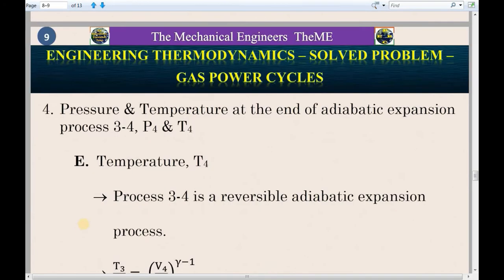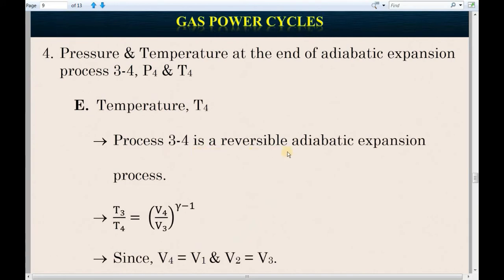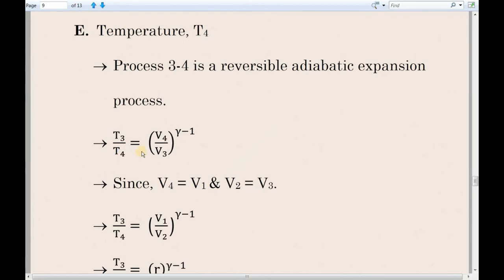Next, we will find the values of pressure and temperature at the end of adiabatic expansion process 3 to 4, which is taken as P4 and T4. First, we will find the value of T4. For finding the value of T4, we will use the formula of reversible adiabatic expansion process 3 to 4. And the formula is T3 by T4 is equal to V4 by V3 whole to the power of gamma minus 1. In this RHS, V4 and V3 are unknown. But process 2 to 3 is a constant volume process. Therefore, V2 is equal to V3. And process 4 to 1 is also a constant volume process.